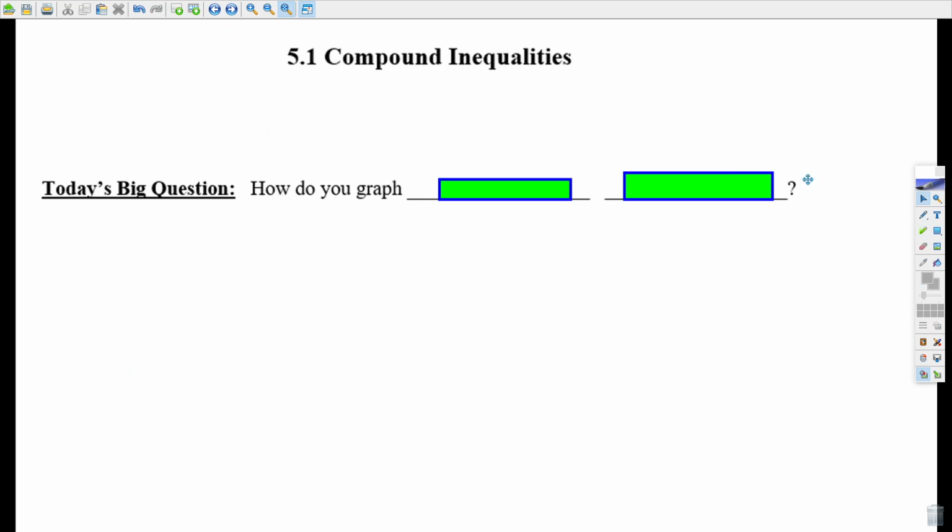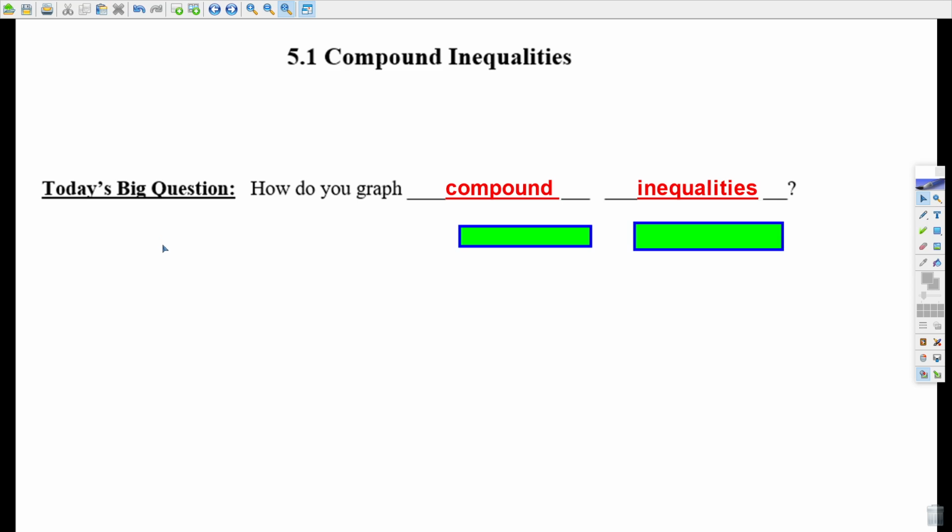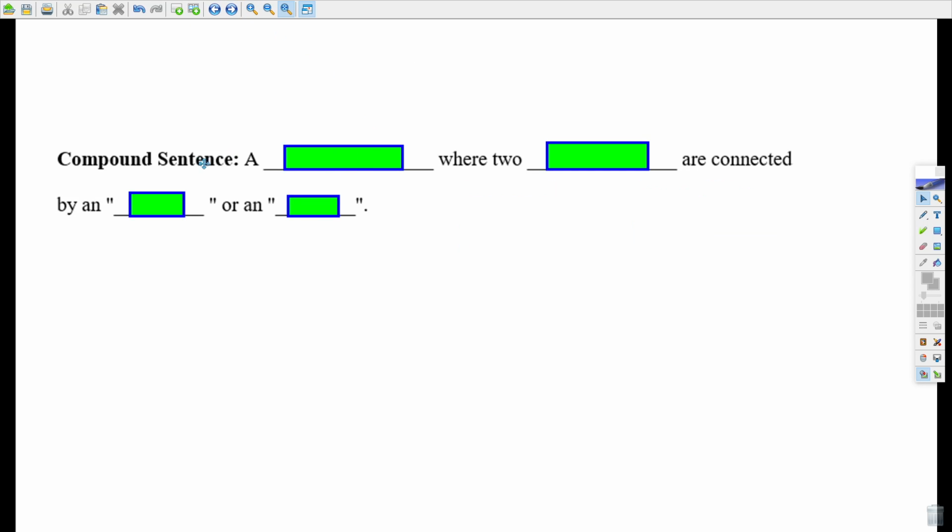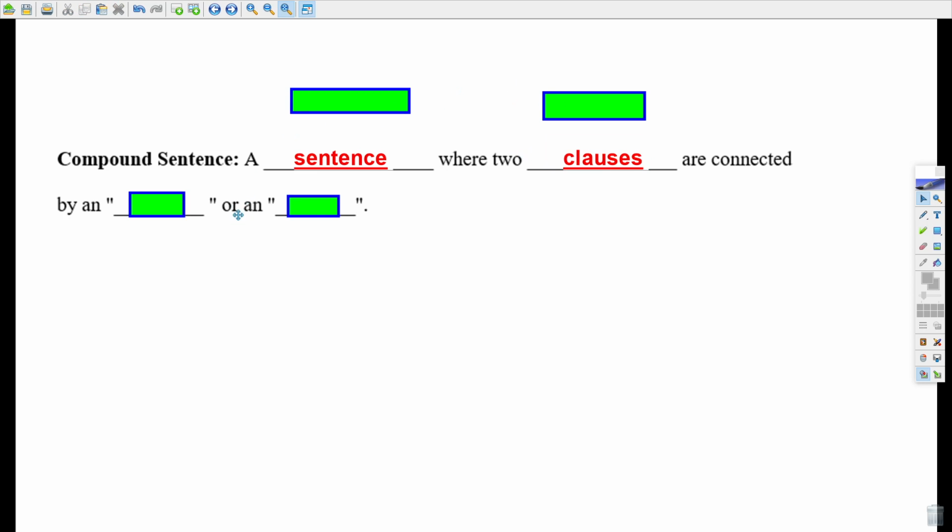Okay, so now we can talk about compound inequalities, where we're going to put two of these together. So how do you graph compound inequalities? So what is a compound sentence? A sentence where two clauses are connected by either the word and or or. So we're going to discuss what these two mean in the context of math. That's what makes it a compound sentence. So we're going to be connecting inequalities with the word or the word and.